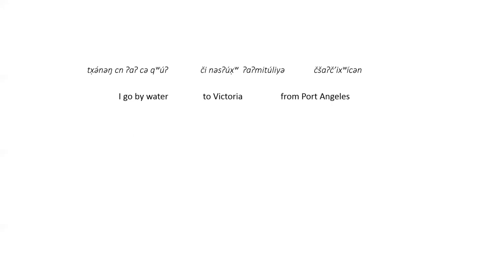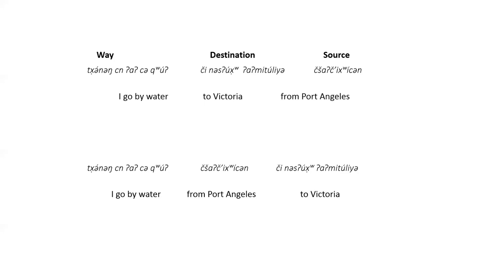I go by water to Victoria from Port Angeles. It states your way, your destination, then your source. You look at the second sentence: I go by water from Port Angeles to Victoria. And this has your way, then your source, and then destination.